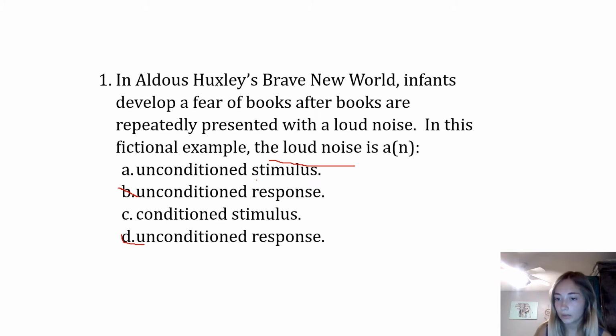So then you want to think, did this person have to learn, or is it just natural? So we're working with an infant and a loud noise. Does an infant have to learn that a loud noise is scary, or naturally are they afraid of a loud noise? Naturally, an infant is going to be afraid of a loud noise, so we did not have to learn it. So in this situation, A is going to be our correct answer, because it's a thing and it did not have to be learned. So it is unconditioned stimulus.